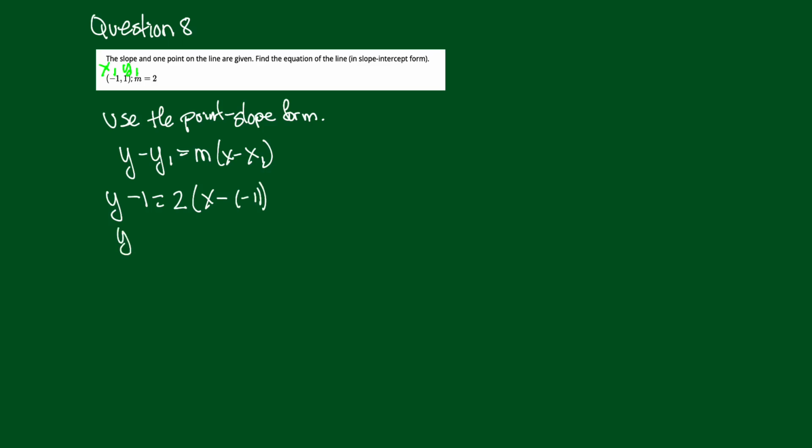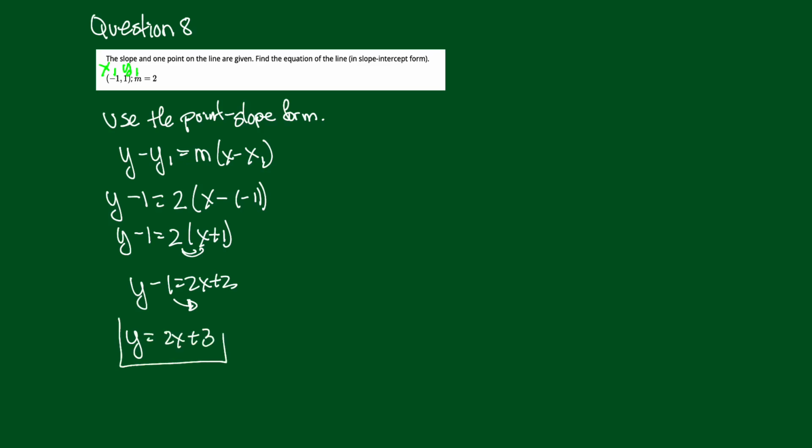So let's simplify. y minus 1 is equal to 2 times x plus 1, multiplied through. So y minus 1 is equal to 2x plus 2, and then we'll add the 1, y is equal to 2x plus 3. That's what we're looking for.